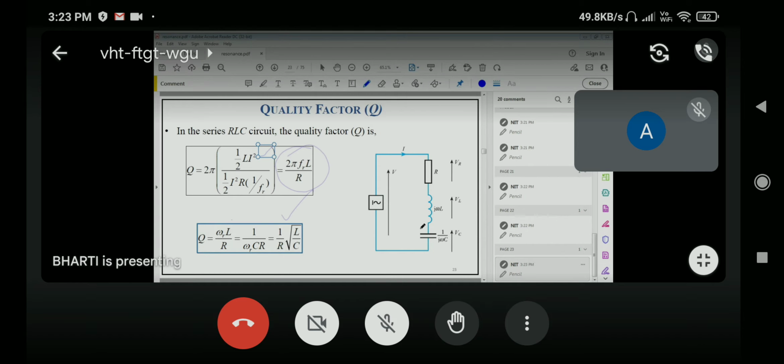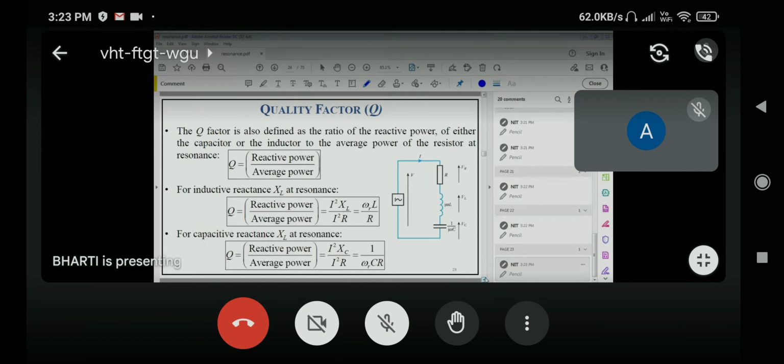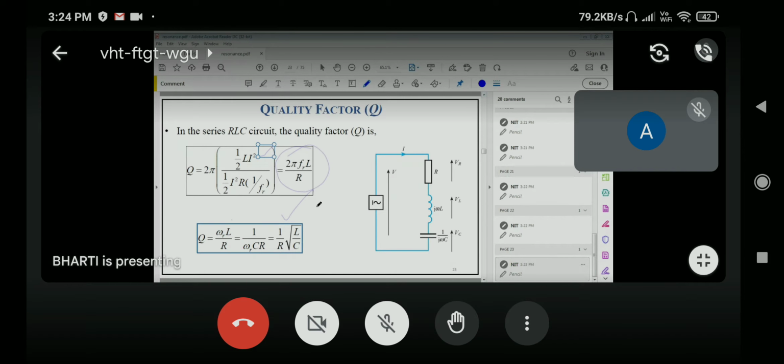Yes, ma'am. So these are some of the points we can discuss about the resonance in RLC circuits. तो आप इसको ऐसे भी ले सकते हो, reactive power, average power, but you need not go. You can just remember these expressions and the main formula, that is this.